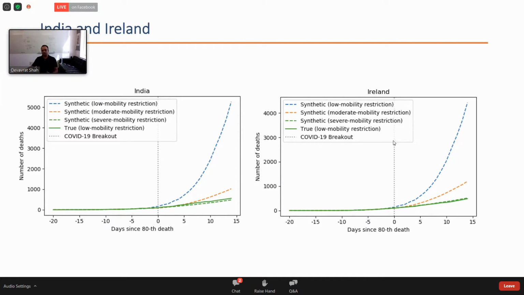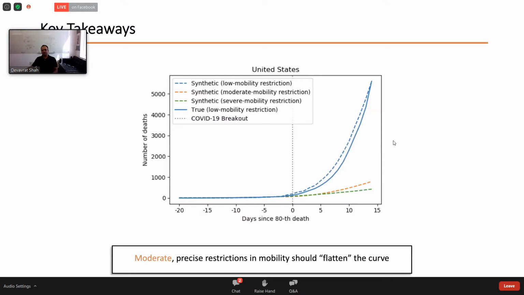Okay. So in short, if you are at day 0 and back to United States, maybe one takeaway would be that instead of severe lockdown or low mobility restriction or nothing, maybe moderate mobility restriction with careful restriction at the right places, such as retail places and transit places, could lead to flattening the curve. Anyway, so this was what a method like synthetic intervention can do.